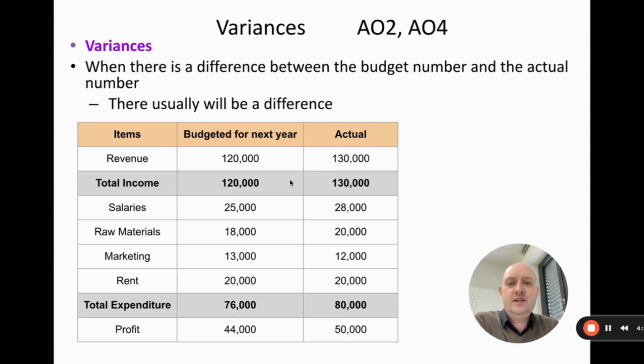And then in this situation, they've done the same thing. So we've got revenues 120,000, actuals 130,000. For salaries, they budgeted 25,000, but actually it was 28,000. Raw materials budgeted was 18, but they actually spent 20,000, etc., etc.